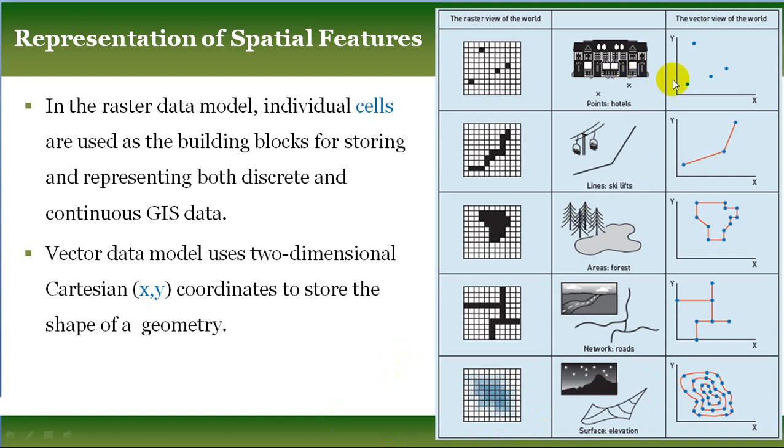Now if you consider the vector data, then in the vector data model, the point is the basic building block, as I told you, from which all spatial features are connected or can be constructed. So in case of vector data, the building block is the point, and based on this point, all types of spatial features we can construct.